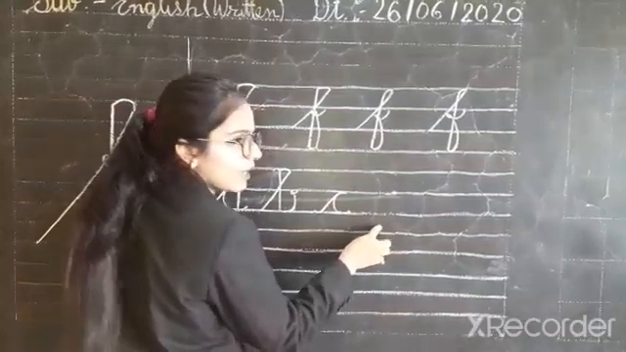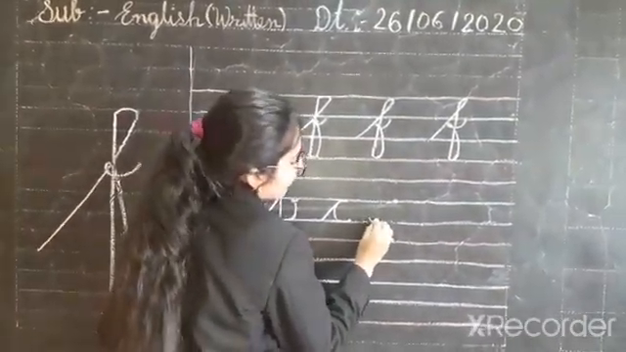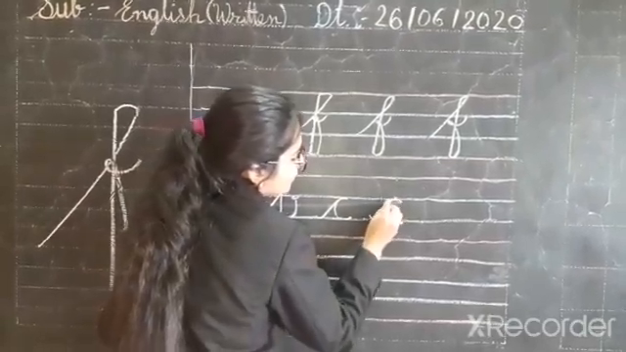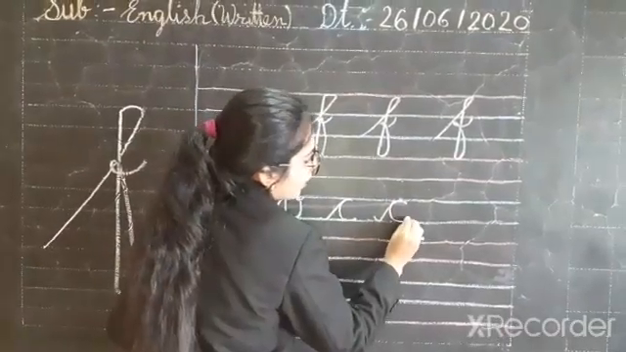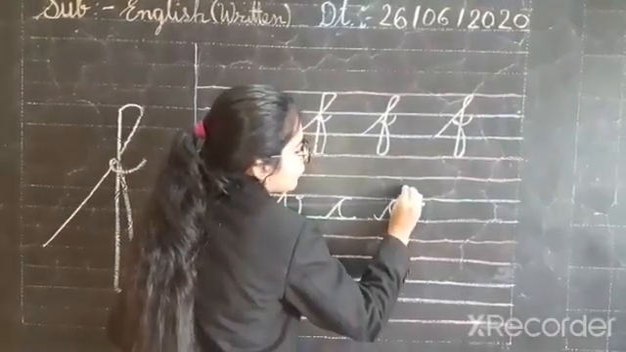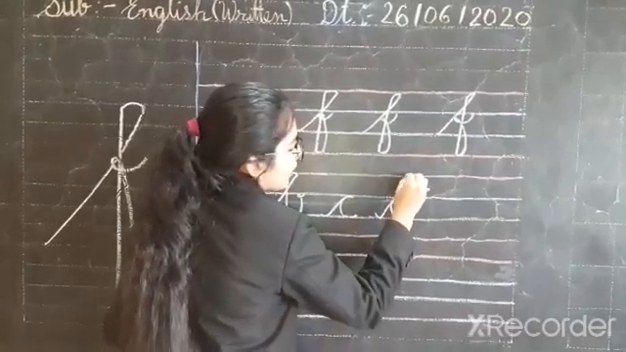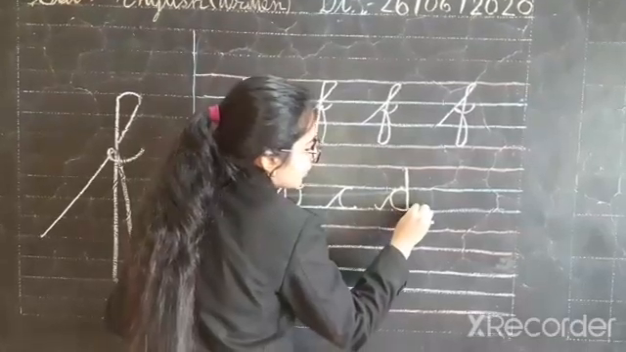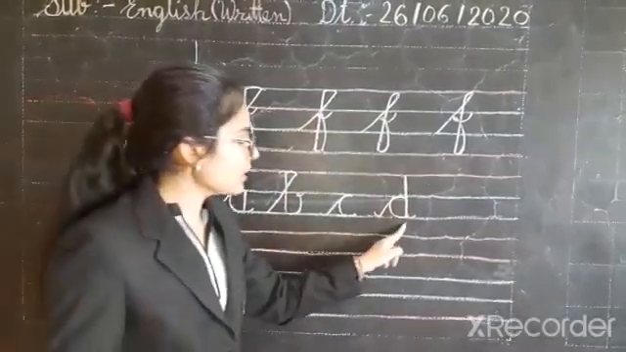Then after C what will come? D. Do small curve, then go up, come back to the same line and do C curve, then go up and up to red line you have to go up here, and then come down the same line and do small curve. A, B, C, D.